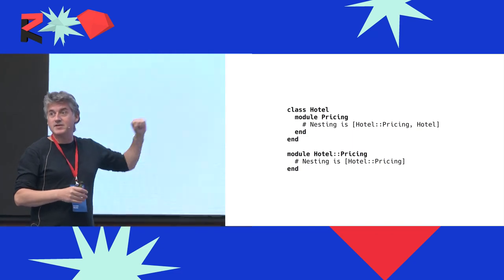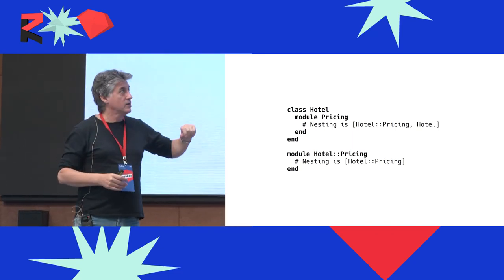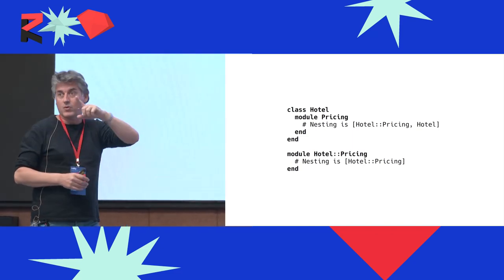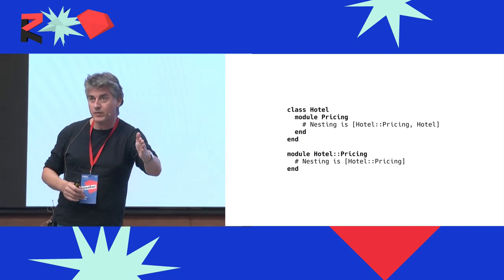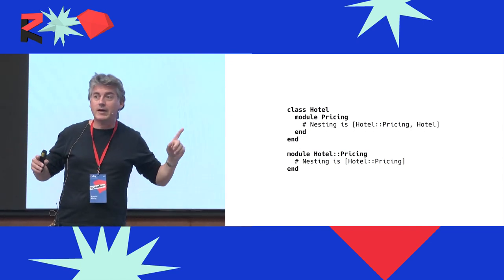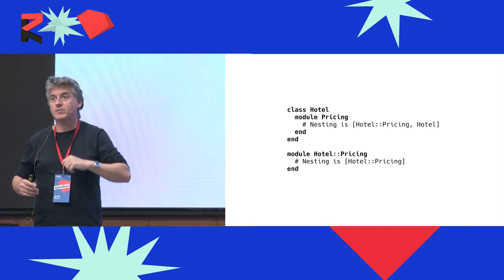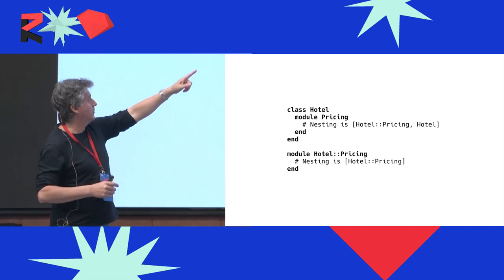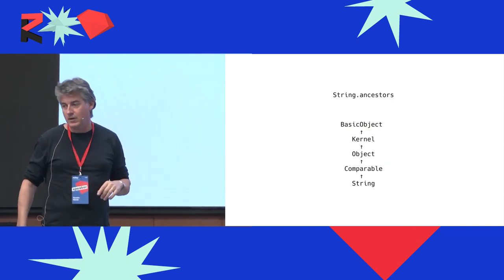Then in the second one, the nesting is different. In the second one, there's only one module keyword, right? So you push that module, and that's it. So Hotel does not belong to the nesting, and this is important for constant resolution. That's the difference.